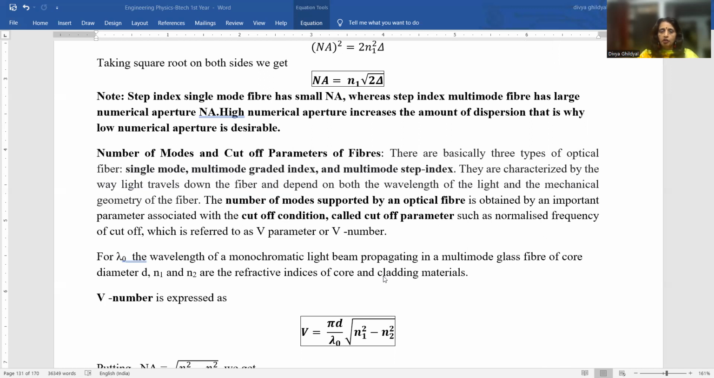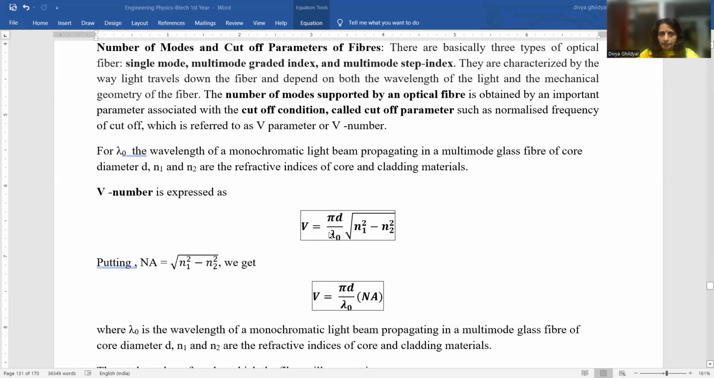So the number of modes that are supported by an optical fiber is obtained by the V parameter or V number. This is usually mentioned on the optical fiber. And it is like cutoff parameters such as normalized frequency of cutoff, etc., which we refer to as the V number or the V parameter.